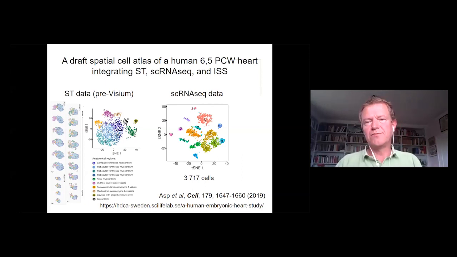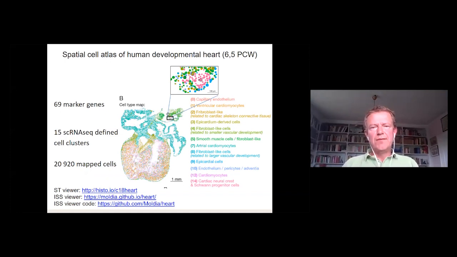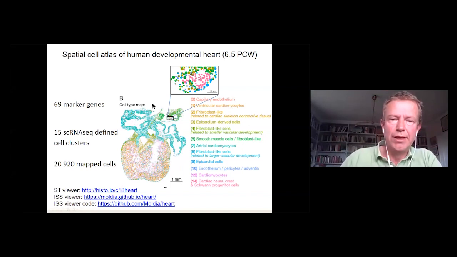We drew marker genes from both these data sets and designed in situ sequencing probes for 69 marker genes, and then drew a probabilistic cell map of 15 single-cell RNA sequencing defined cell clusters. This is what you see here. In this illustration, we mapped almost 21,000 cells, which was about 80% of the nuclei we observed in that tissue that passed the quality threshold for giving it a cell identity.